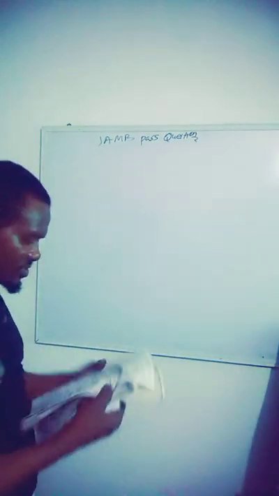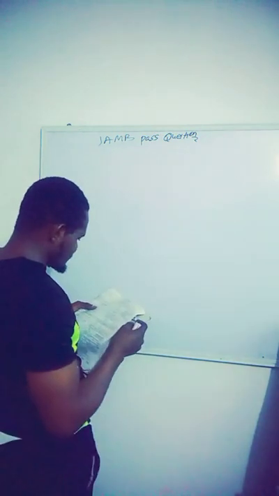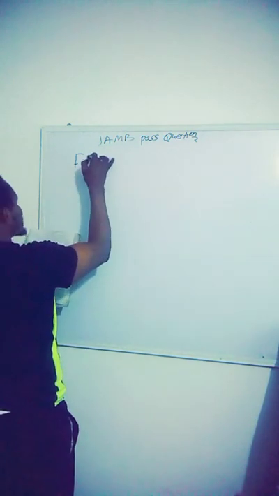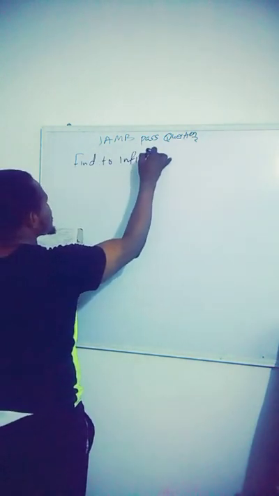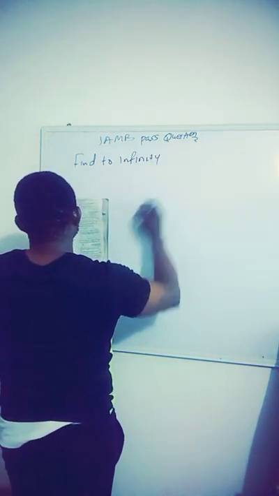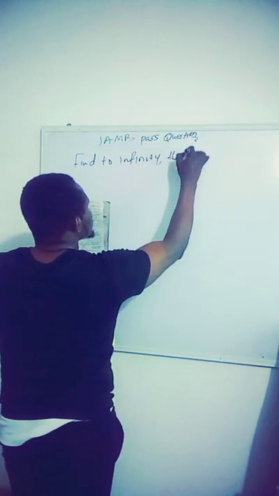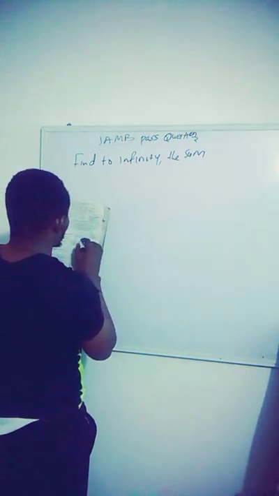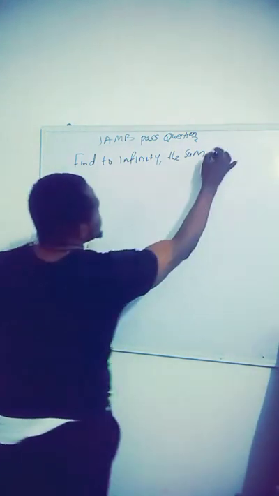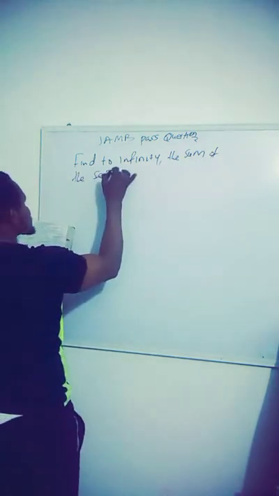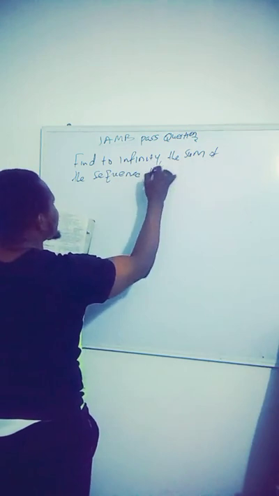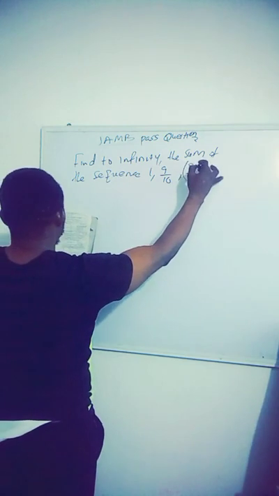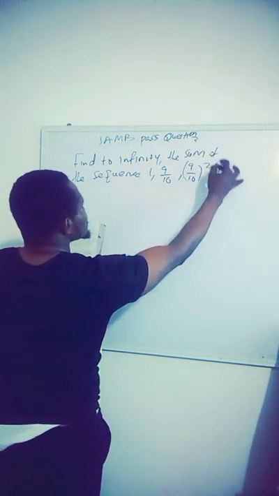So the next question is: find the sum to infinity of the sequence 1, 9 over 10, 9 over 10 all squared, 9 over 10 all cubed.